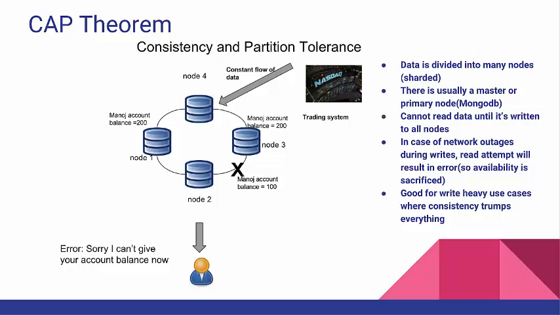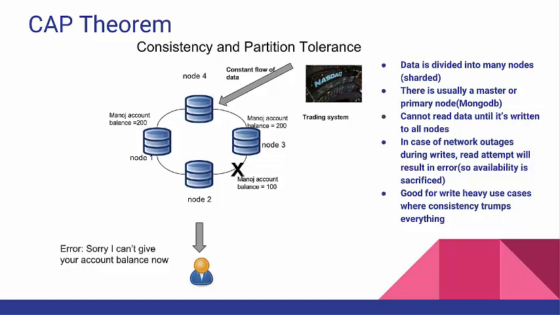Next, let's look at databases that implement consistency and partition tolerance. These databases also usually shard or distribute the data, but they tend to have a master or a primary node that can handle the write requests. A good example is MongoDB.